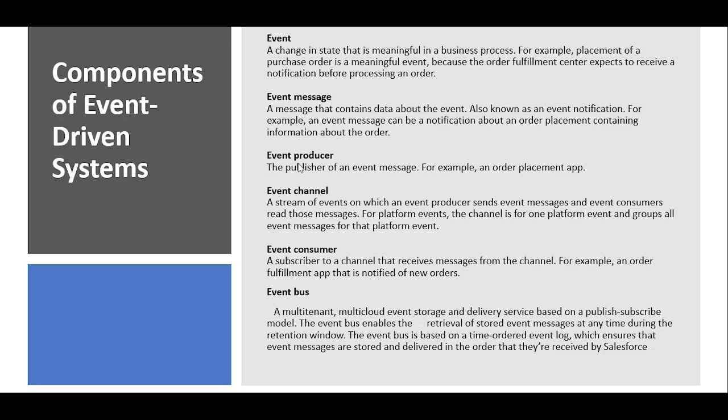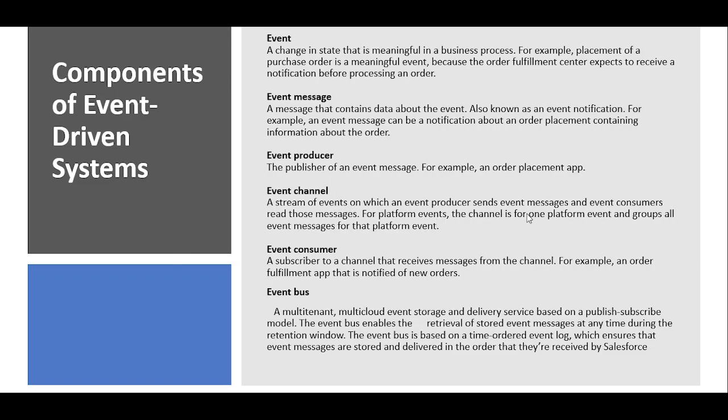Now, third is event producer. Any application which is producing that event is called event producer. For example, Amazon app is an event producer. An event channel is a stream of events on which an event producer sends event messages. So it's quite simple to understand that it's a stream of events.